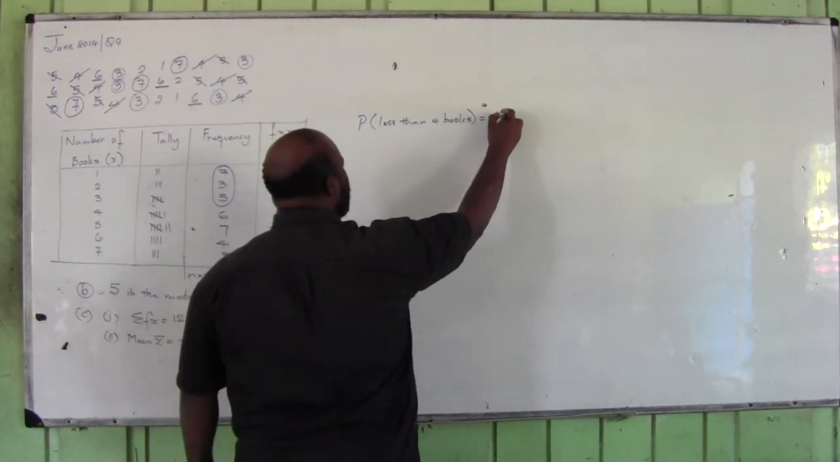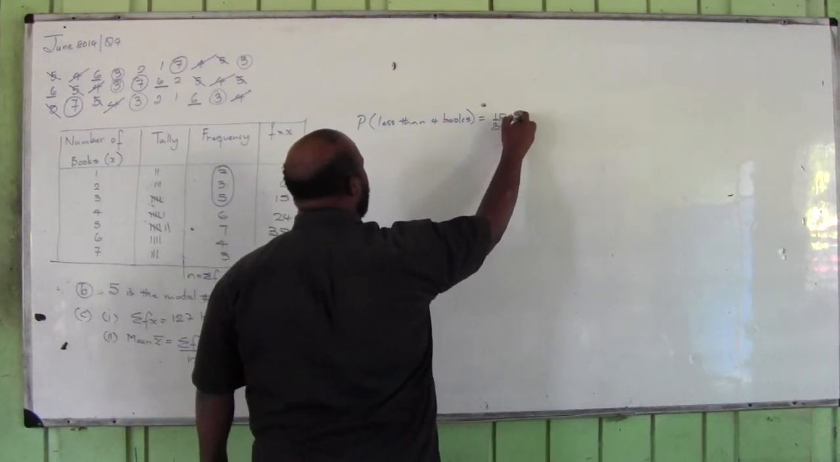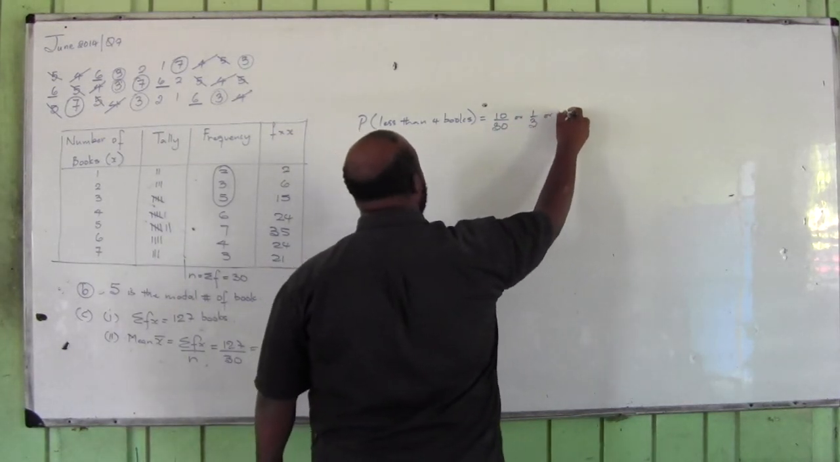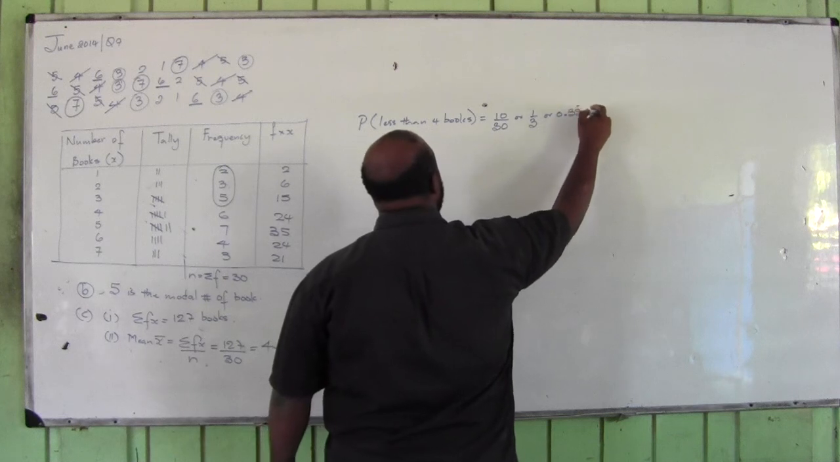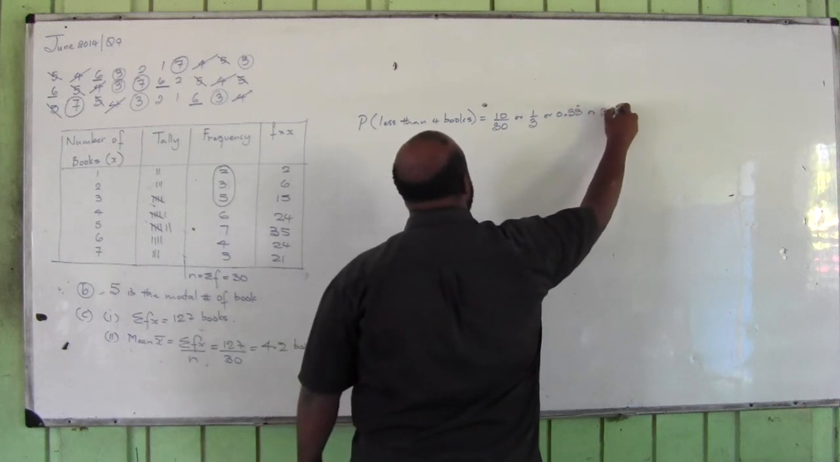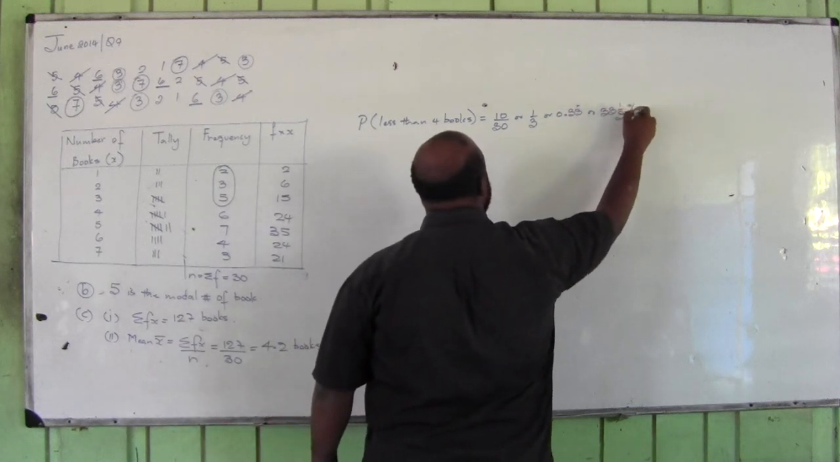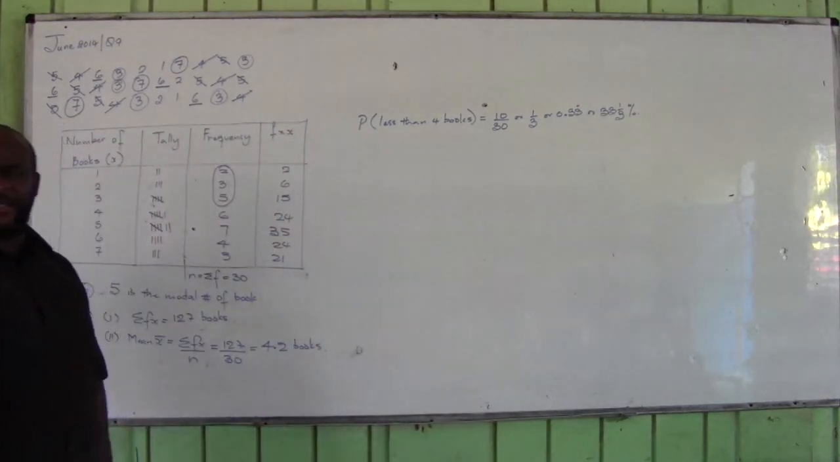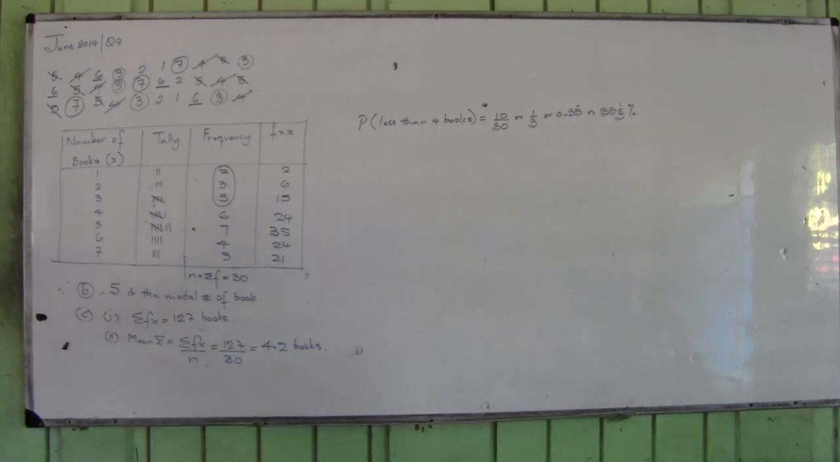The probability of less than 4 books is equal to 10 out of 30, or 1 out of 3, or 0.33, or 33 and 1/3%. There's a 33 and 1/3% chance that if you select a student at random, that student will have less than 4 books in his or her bag.